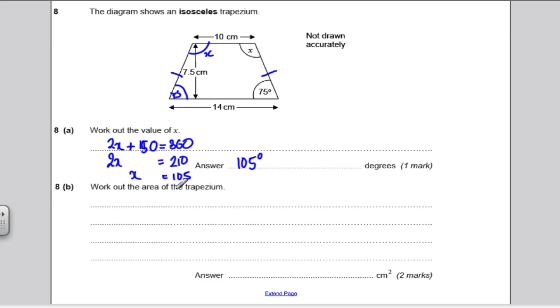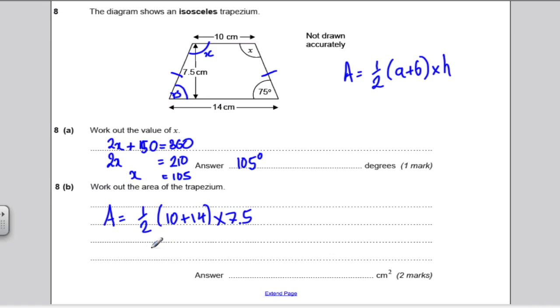Work out the area of the trapezium. Well, the area of the trapezium is given to you in the formula booklet as a half. You add up the parallel sides a plus b, and then you times by how far they are apart, the height. So the area of this trapezium is a half, you add up the parallel sides, 10 plus 14, and you times by how far they are apart, 7.5. Using your calculator, we get ourselves the answer 90 centimeters squared for that.